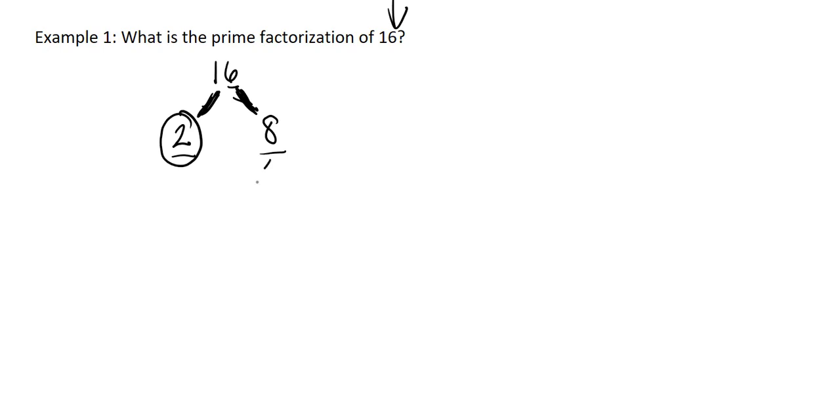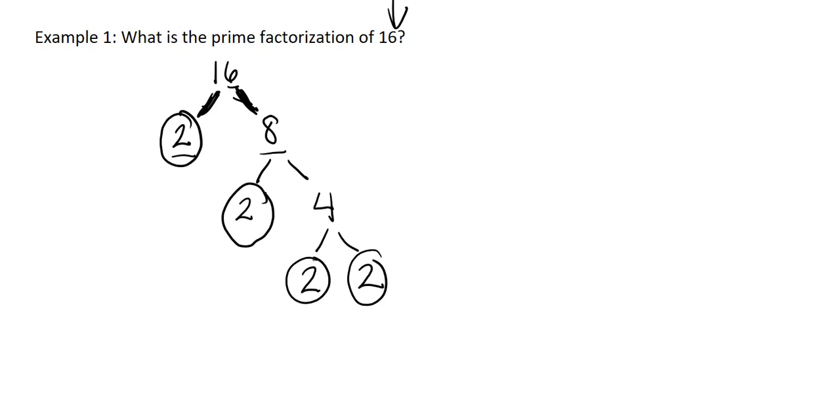So 8 is also even, so let's break this down into 2, because any even number can be divided by 2. So 8 divided by 2 is equal to 4. We put the 4 on the right-hand side, and now we have another 2 here. Now, here we have 4. 4 can be broken down into 2 and 2, because 4 is even, and we know 2 times 2 is equal to 4.